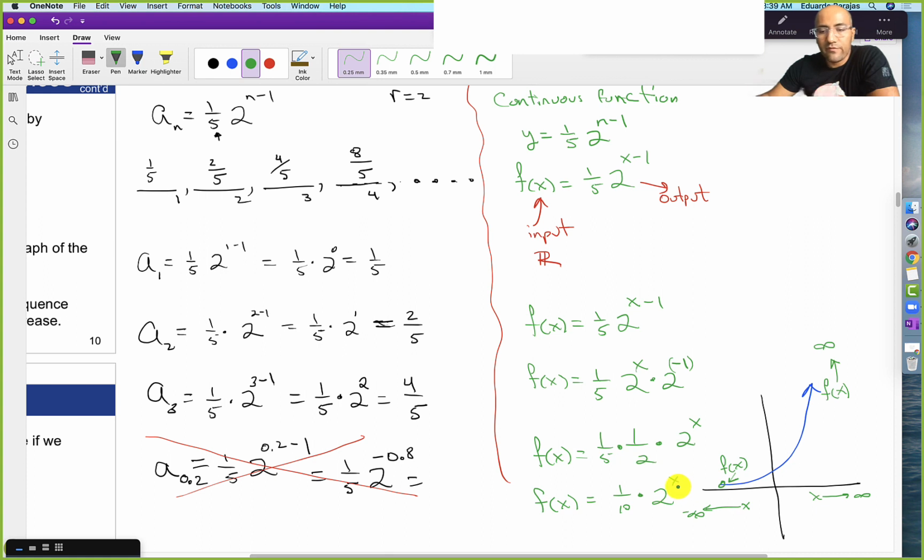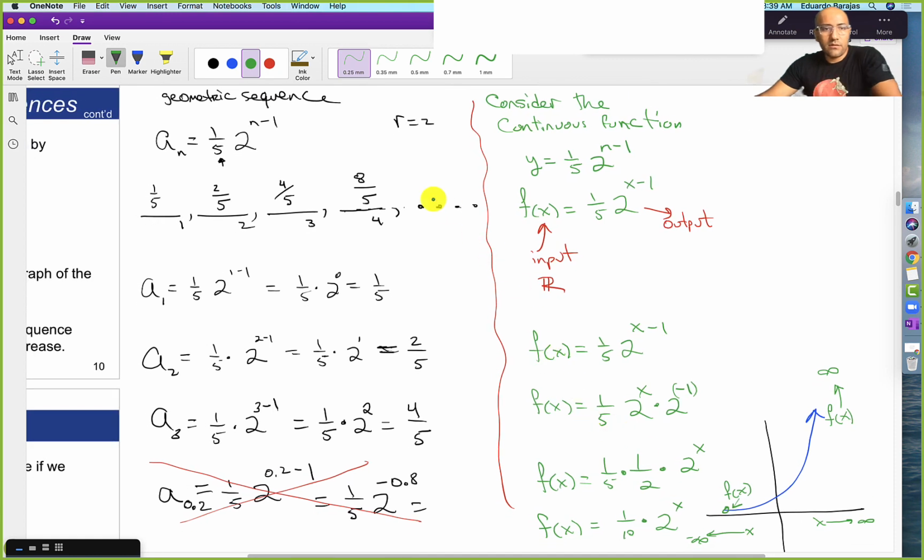There's no input value of x that gives you a 0, or a negative number. There's no input value of x that's ever going to give you a negative. Good? Okay, so what's the relationship between these two? Well, this is a sequence of values that's only valid for specific values of n.